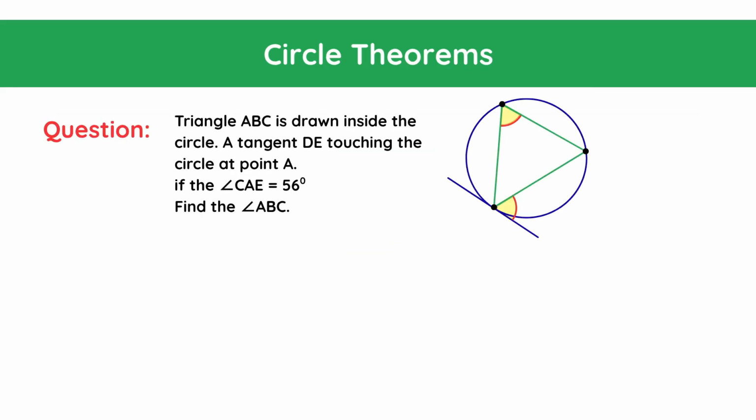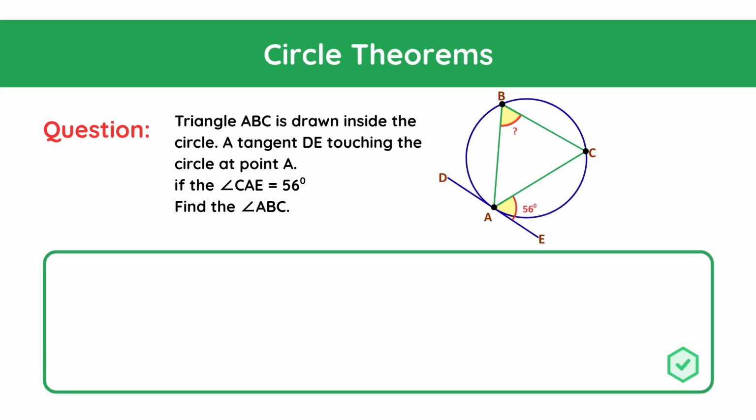We have a circle with a tangent DE touching the circle at point A. Triangle ABC is drawn inside the circle, so points B and C are on the circumference. The angle CAE, which is the angle between the tangent and the chord AC, is 56 degrees. We need to find angle ABC.